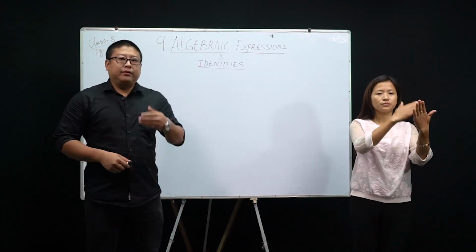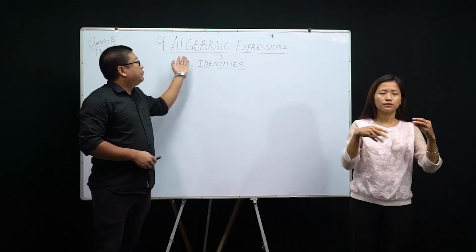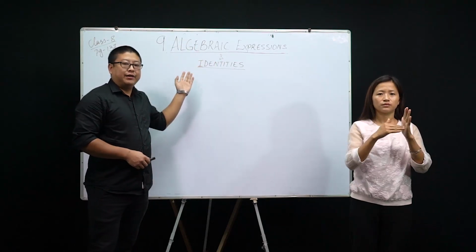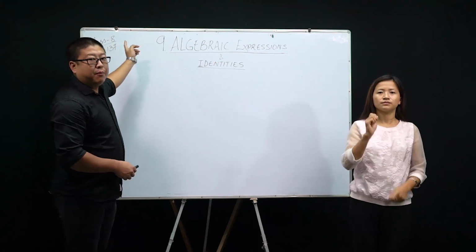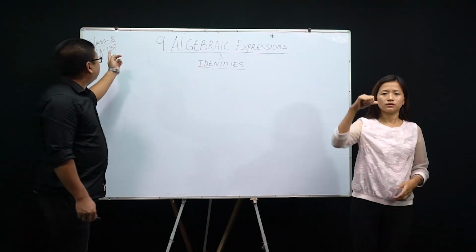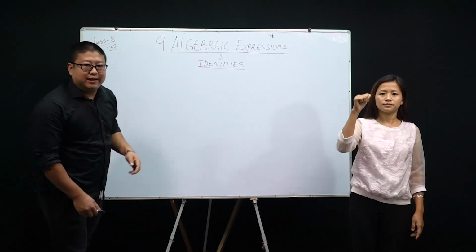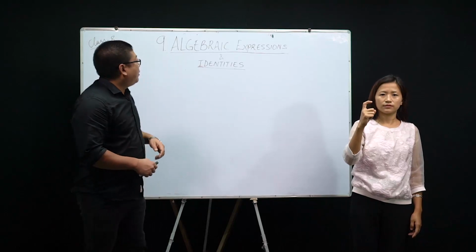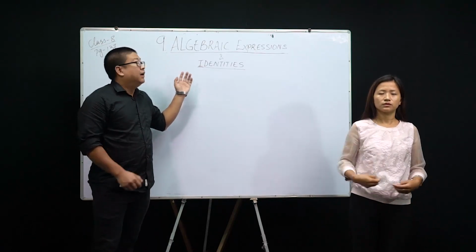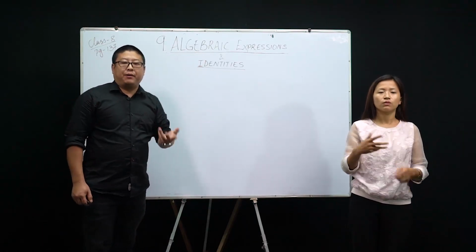Today we'll be talking about algebraic expressions and identities, chapter 9 from class 8 textbook. It is on page number 137. Now, before we go into the lesson, let's talk about what an expression is.